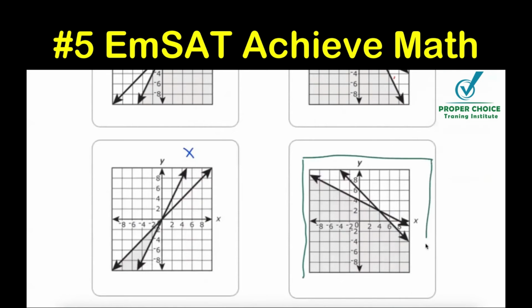You can see that the y-intercept for one line is going to be positive 6 and for the other line it is going to be positive 4. That shows that this is the right choice for the inequality shown.